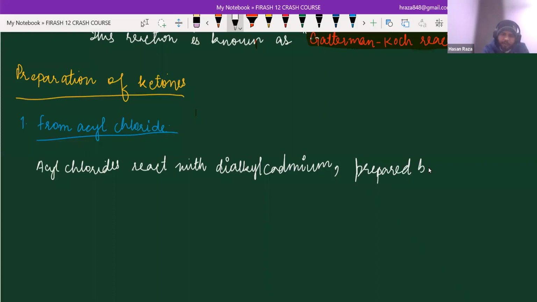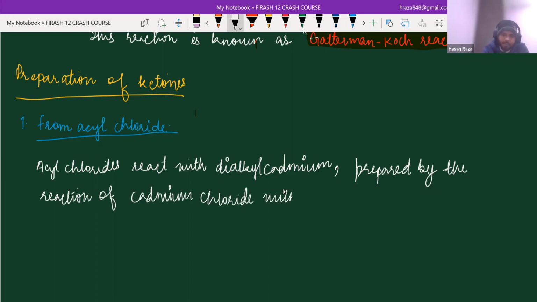Prepared by the reaction of cadmium chloride with Grignard reagent, which gives ketone.